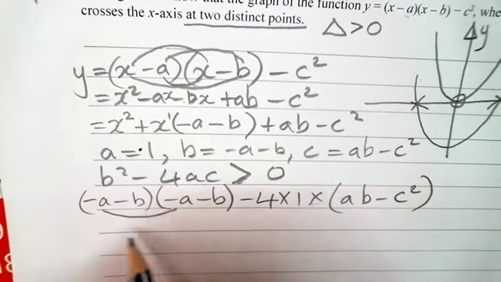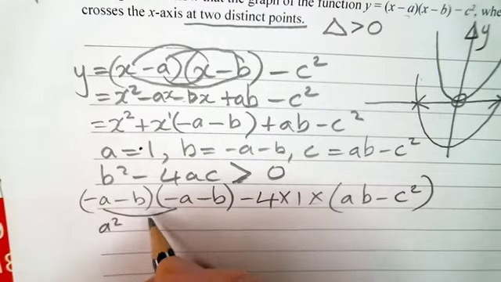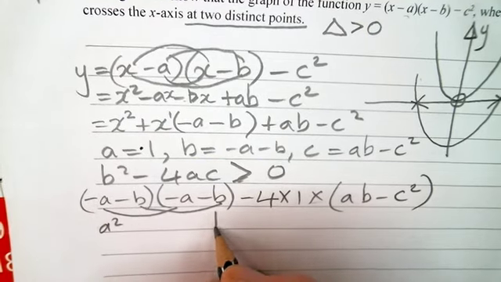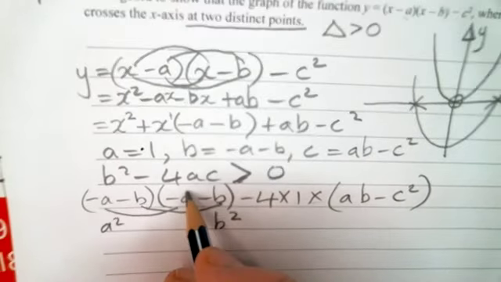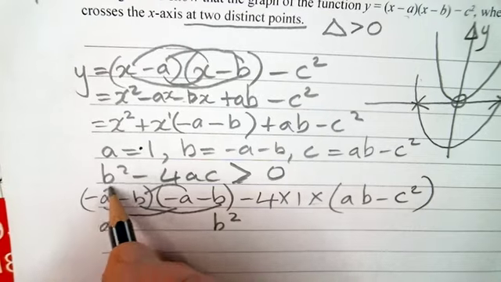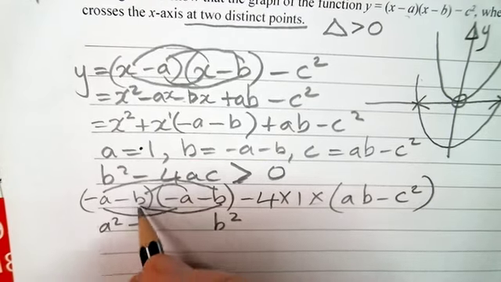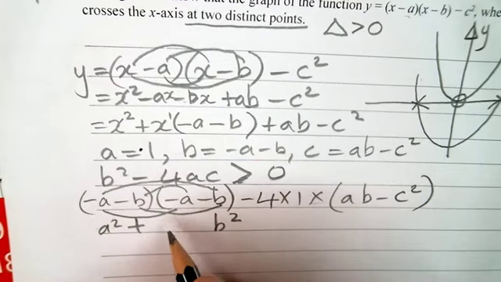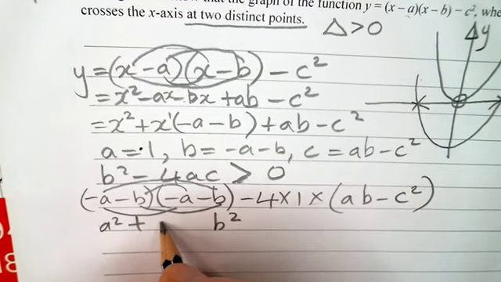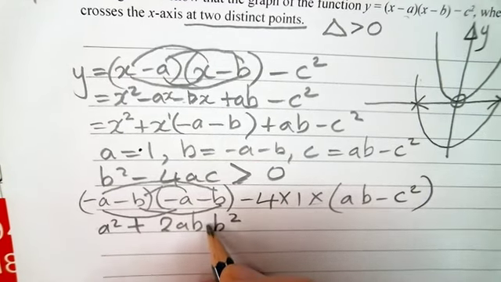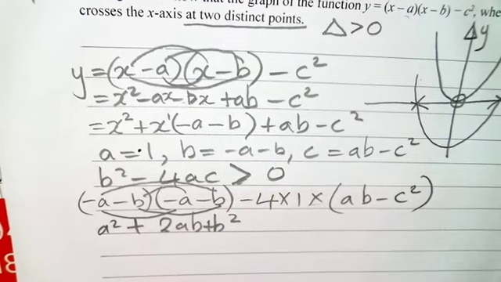I've got a times a, which is a squared. Negative b times b is negative b squared. And I've got negative ab and another negative ab, which is... negative times negative is positive. A times b is positive. It's going to be positive 2 lots of ab plus b squared.